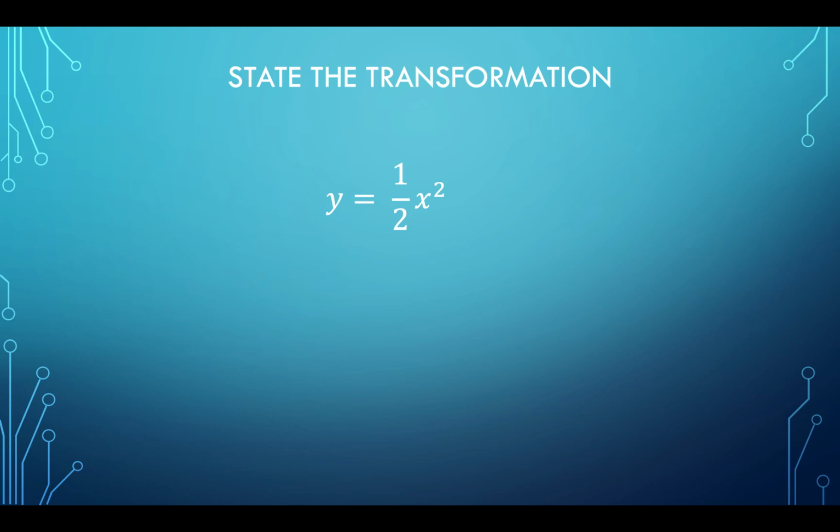State the transformation. Y is equal to 1/2 x squared. So what's going on here? We have a 1/2, and when the 1/2 is in front, we only have two options, either stretch or shrink. Because it's a fraction, the graph is going to be shrunk by factor 1/2.